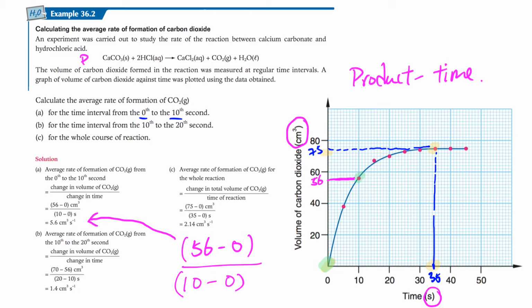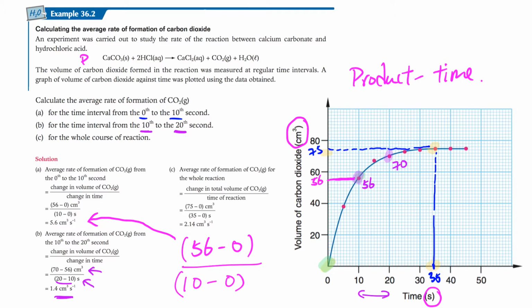Second part will be talking about 10 seconds to 20 seconds. For the points 10 seconds to 20 seconds, the reading at 20 seconds should be cutting at 70. And this one is 56. So the second part will be 70 minus 56. That will be the change in volume of carbon dioxide, and the time difference will be 20 minus 10, therefore 10 seconds as well. So this will be the average rate between the two points, 10 seconds and 20 seconds.